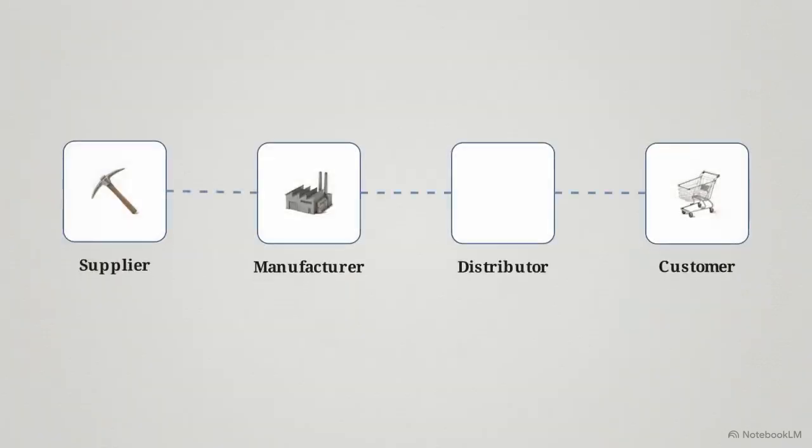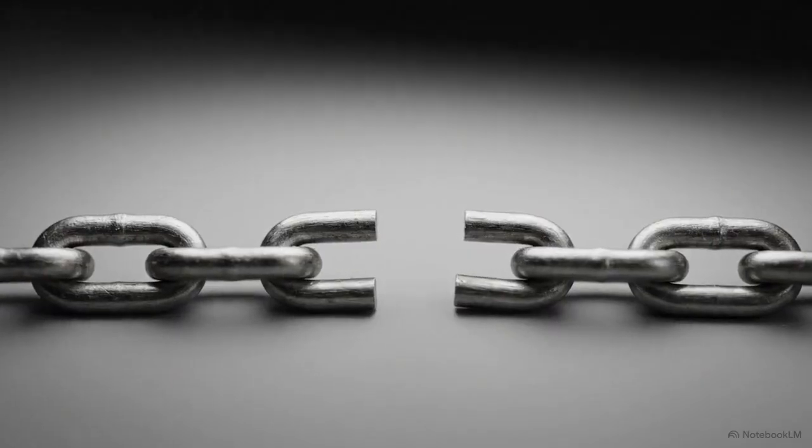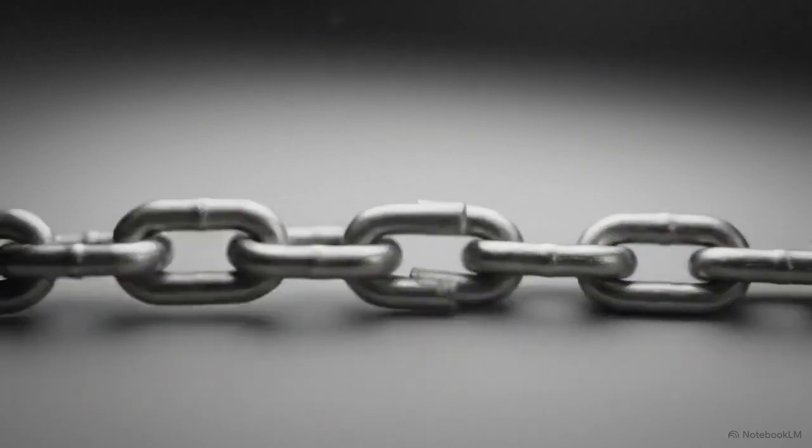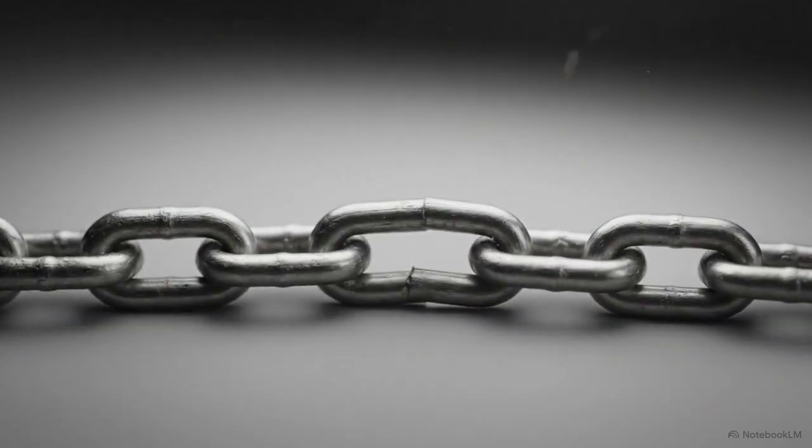This constant shifting of roles requires perfectly aligned data handoffs. A disruption at any single transfer point distorts the information for every subsequent partner. Ultimately, it is this continuous chain of relational microtransactions that binds completely independent corporate entities into a single unified network.